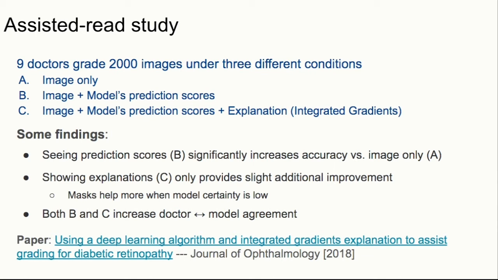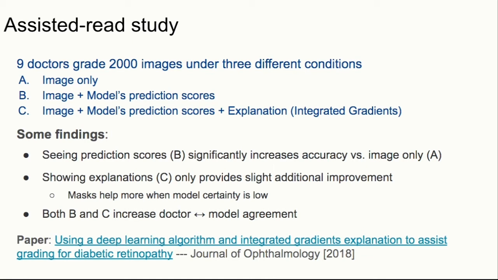And then the other interesting piece was that both B and C increase doctor-model agreement. So if you look at the predictions on experimental arm A, and then you study its agreement with what the model said, the doctor said something, here's what the model said, there's some agreement. And then in experimental arms B and C, you can again do that. When the doctor sees the model's prediction, there's a strong likelihood that they agree with the model. So there's risk of over-reliance. And this varies by seniority of the doctor. So the more senior the doctor, the less agreement with the model.